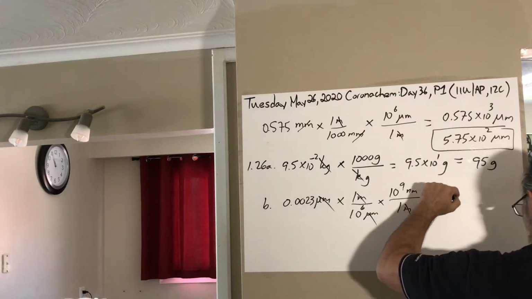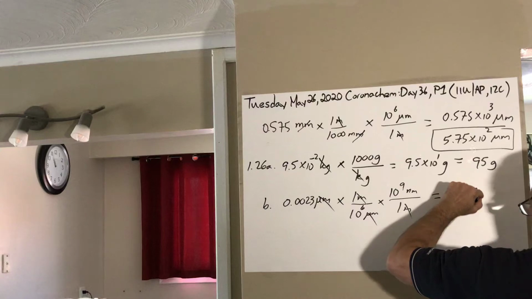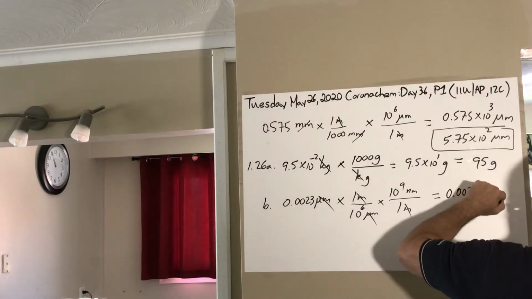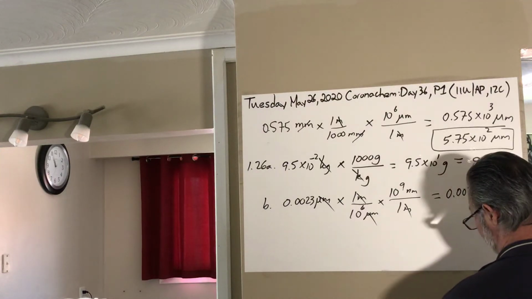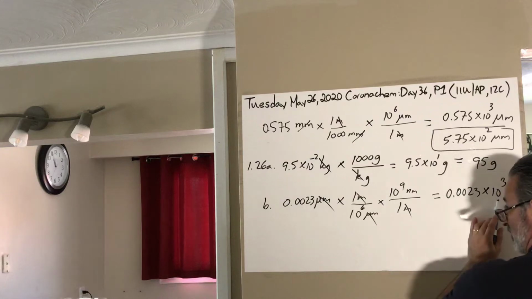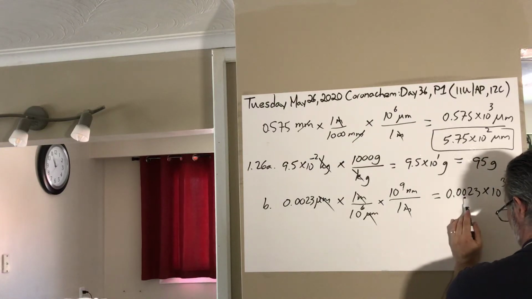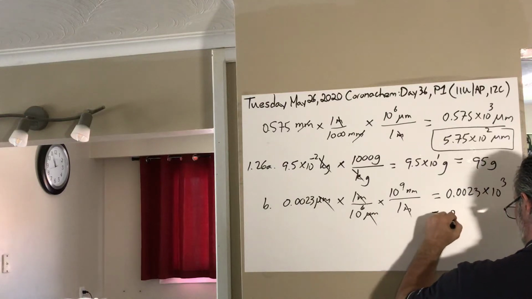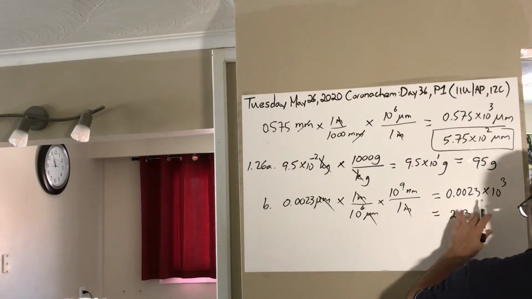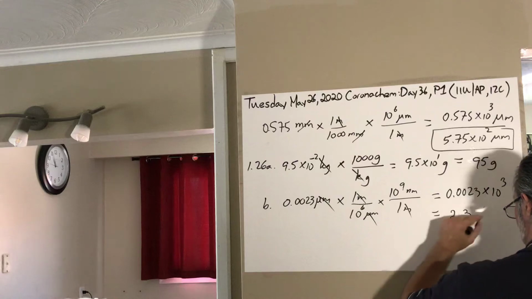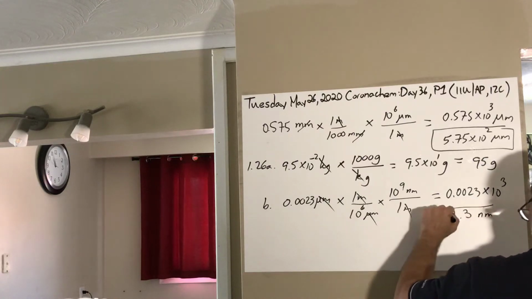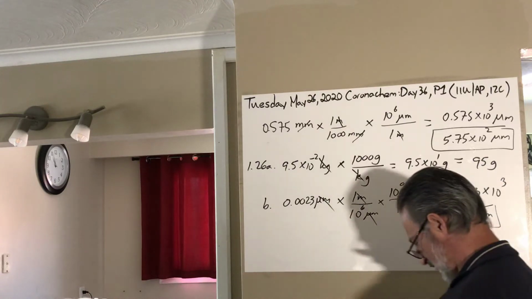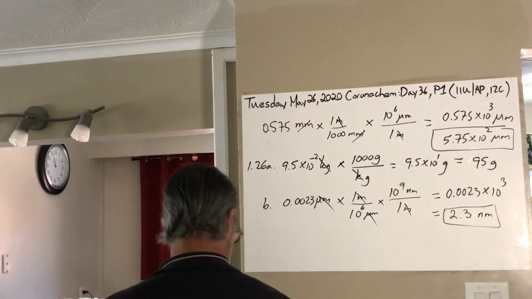So you're going to have an answer 0.0023 times 10 to the positive 3, which is basically 1,000. So you're multiplying this by 1,000. So move that decimal 3 times. 1, 2, 3. Your answer is 2.3. You don't have to write times 10 anything. Nanometers. I believe it's 2 sig figs. Yeah. Last one.